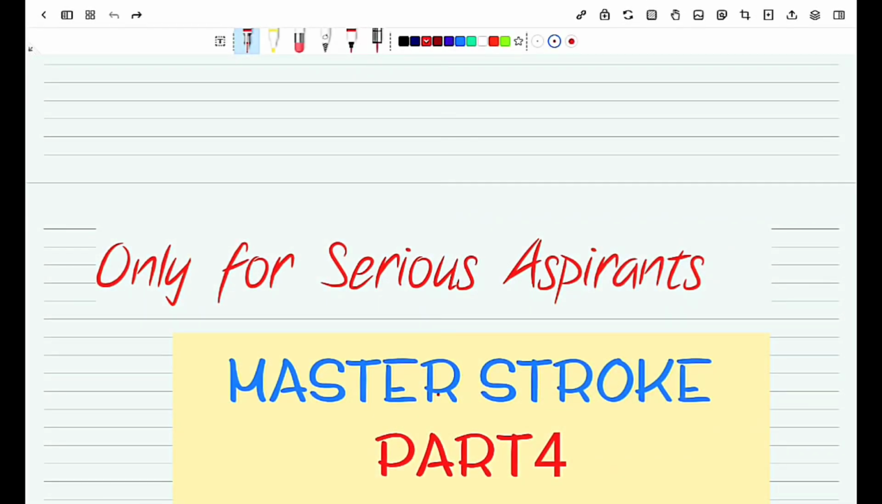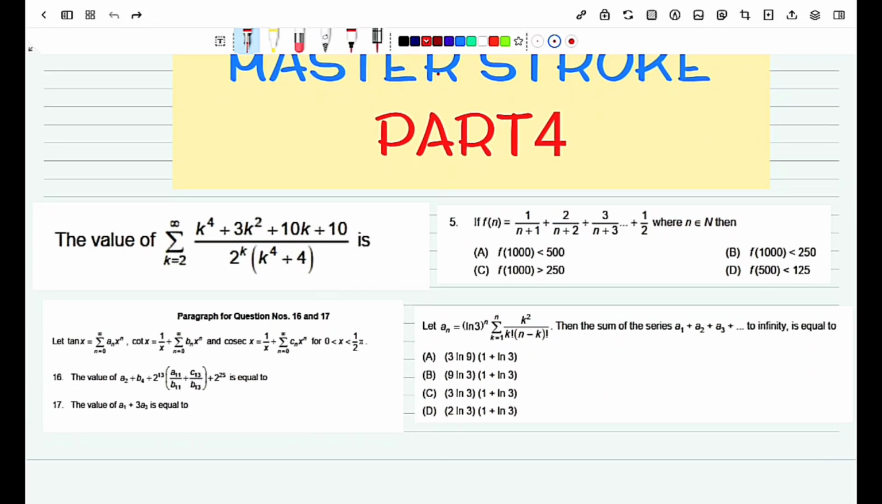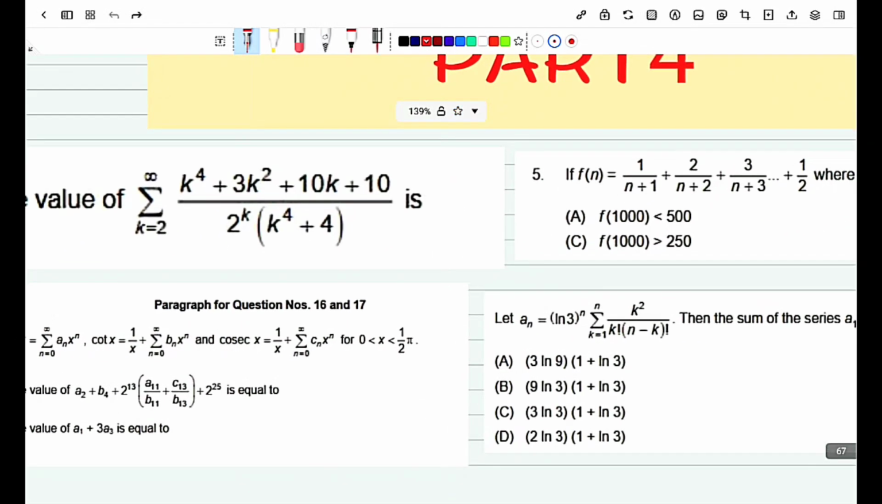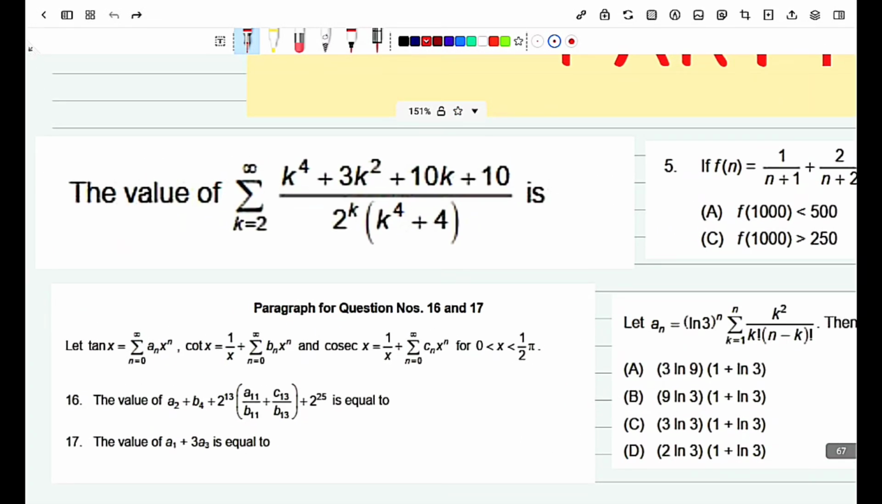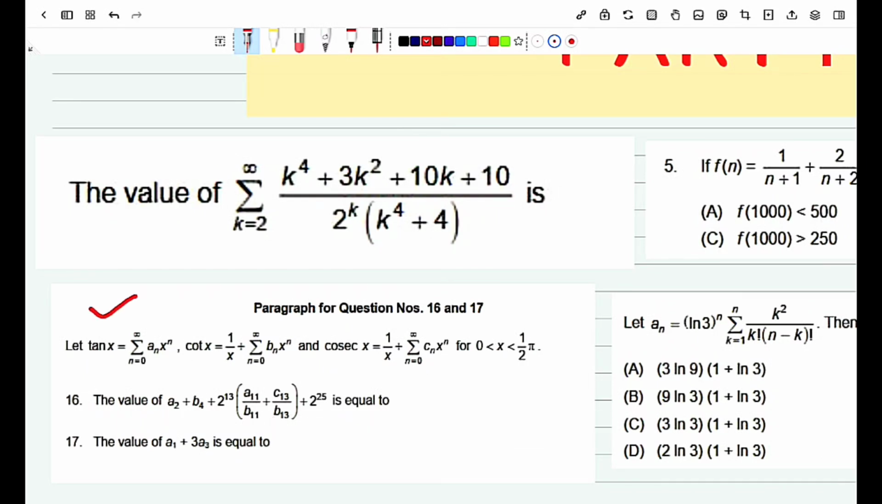So this is part 4 of the MasterStroke problem series, and here we discuss various JEE Advanced level questions. So let's move on to today's question. Today we have a question that is also based on series and functions. Let me magnify it for you so that you can see it properly. This is the question that we will be solving today.